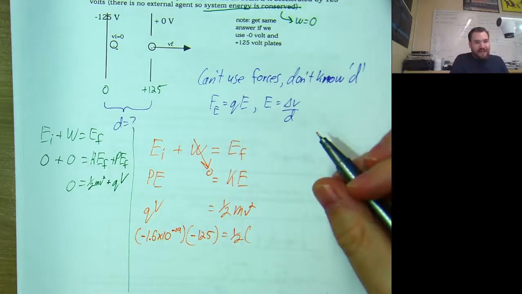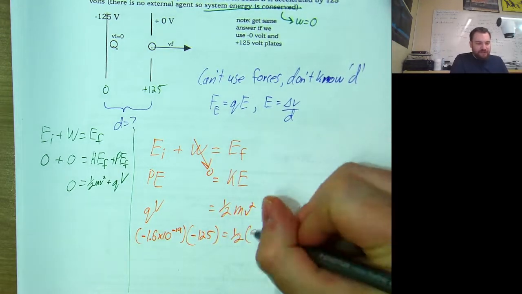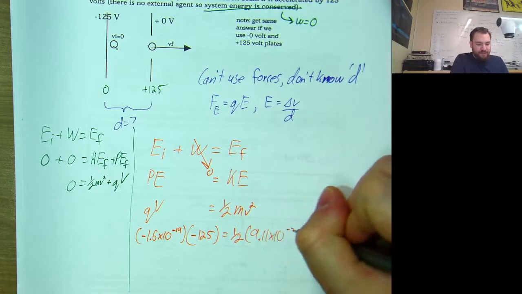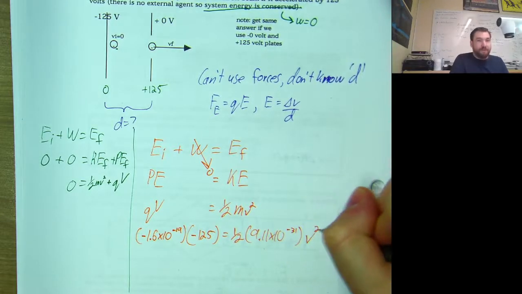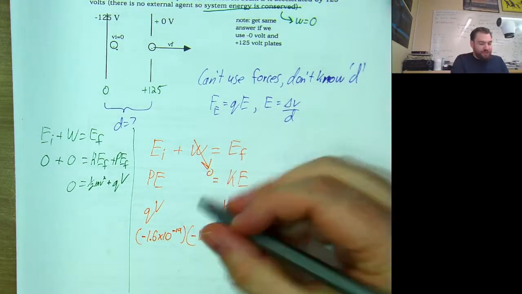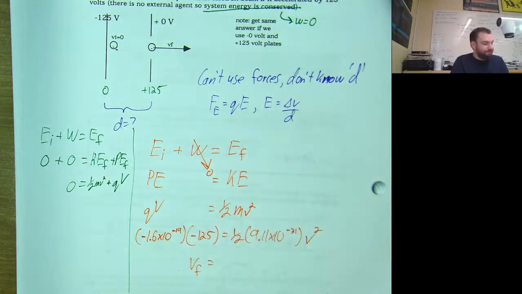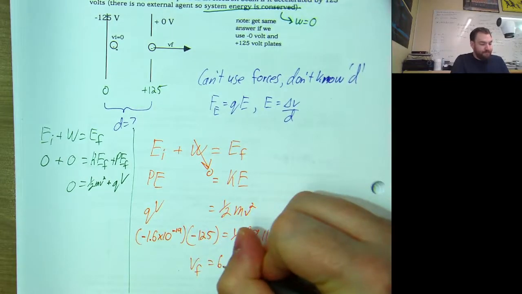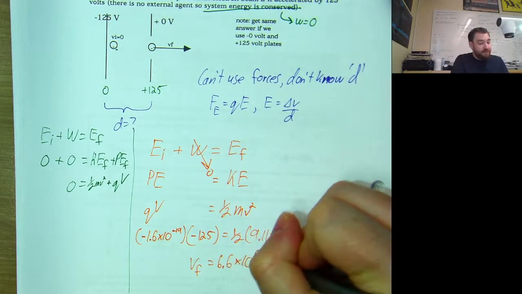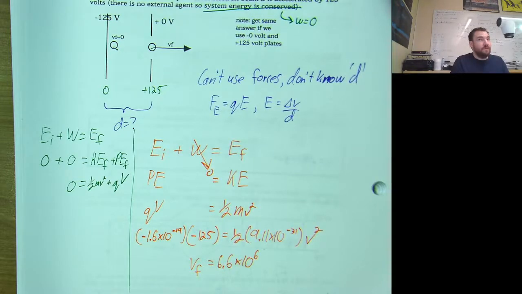So we've got half times the mass of an electron, which is 9.11 times 10 to the negative 31, velocity squared, which gives us a final velocity of what? 6.6 times 10 to the, thank you, which is 2% the speed of light. Oh, it's incredibly fast, but still slow enough to be measurable.